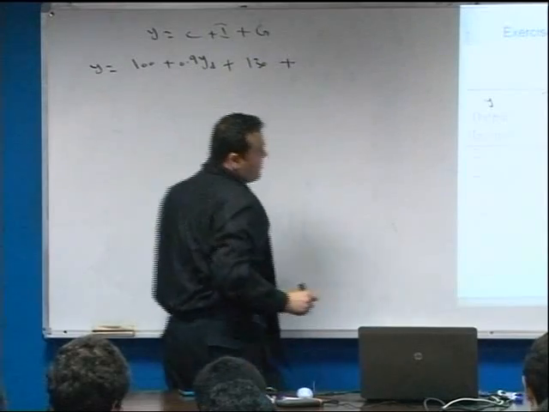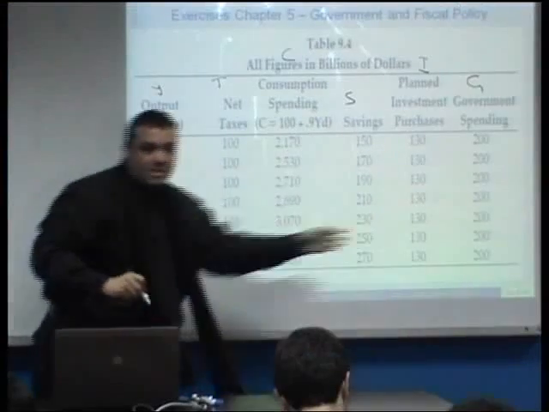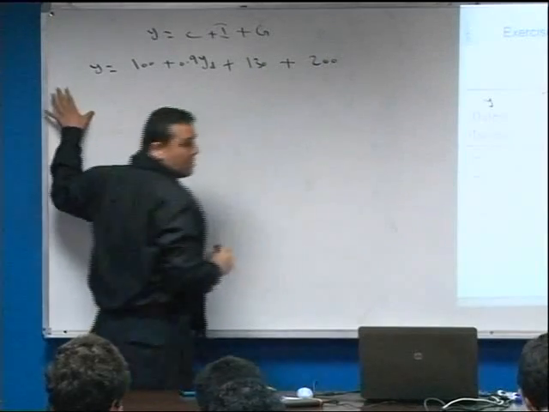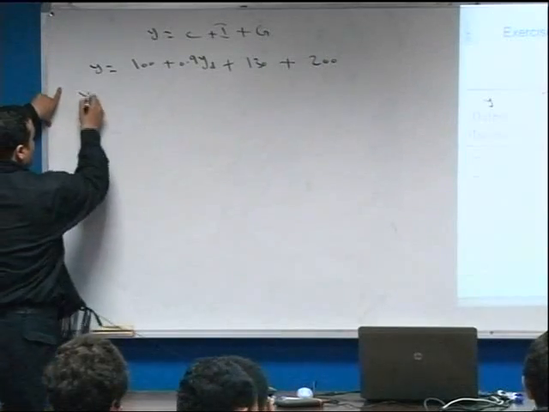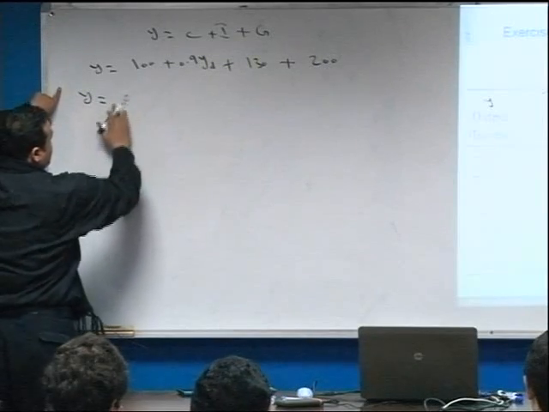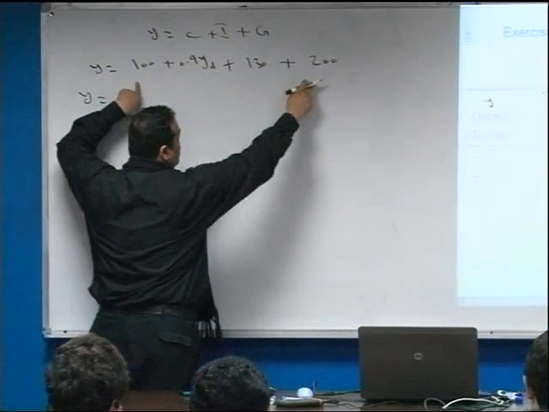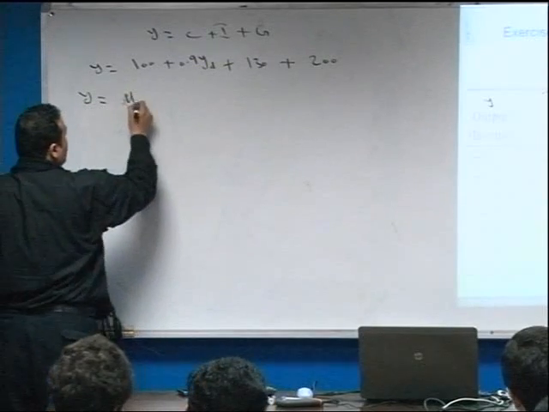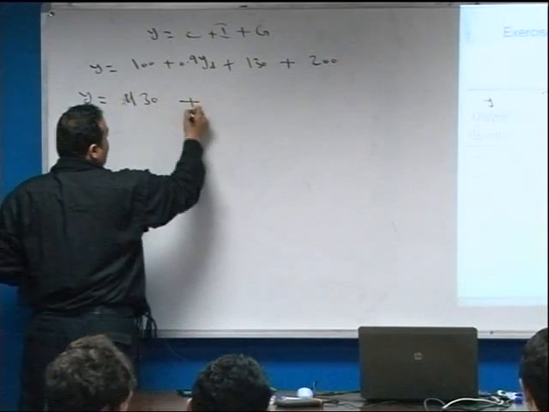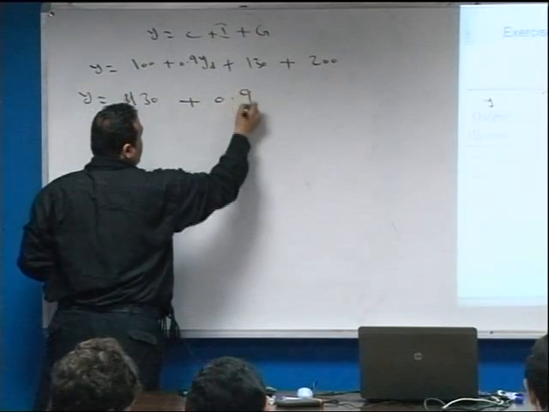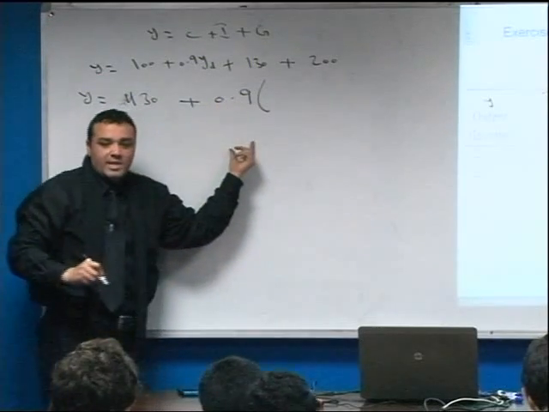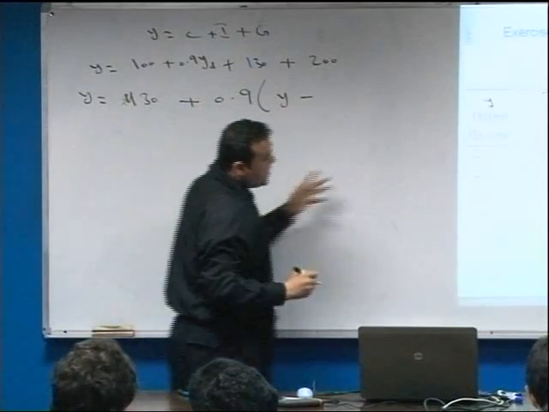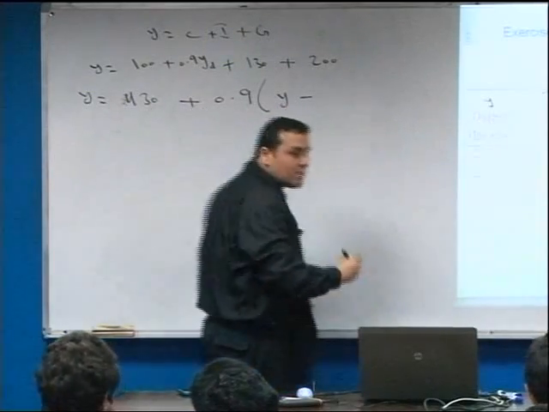Plus the government spending, $200 million. So Y equals 100 plus 130 plus 200 equals how much? 300, 430 plus 0.9 times YD. YD is Y minus T. Y minus T, the taxes equals $100 billion.